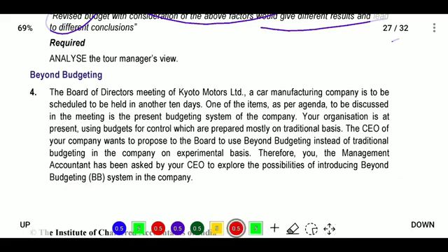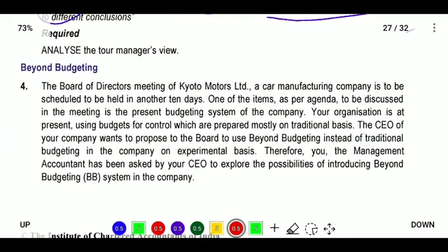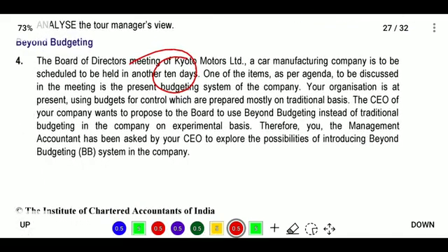In question number 4, what is provided? The board of directors meeting of Kyoto Motors Limited, a car manufacturing company, is scheduled to be held in another 10 days, on the items as per the agenda to be discussed in the meeting. In the present budgeting system of the company, your organization at present uses budgets for control, which are prepared mostly on a traditional basis. So it is using the traditional basis.